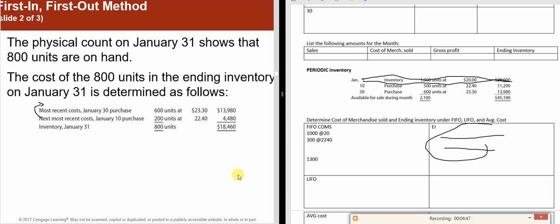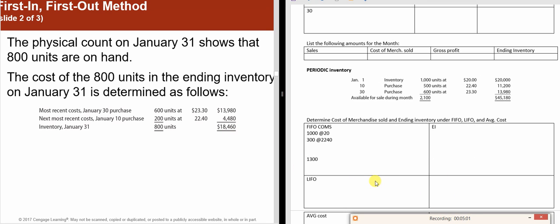So this column is what you're going to put there, except you're going to flip it. You're going to put this one on top. So I have 200 at $22.40 and 600 at $23, so my ending inventory is 18,460. That is FIFO. So again, it's just exactly like perpetual, except that I take out my sales and pretend they're all the same at the end. You can also see under FIFO, your perpetual and periodic are going to be the same. Let's go to LIFO because it won't be the same.